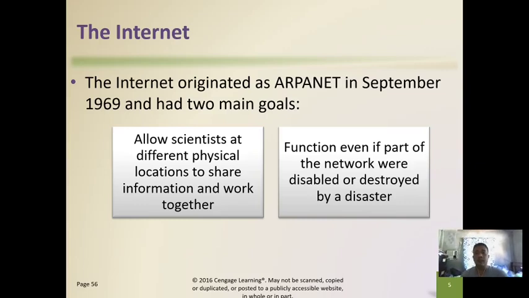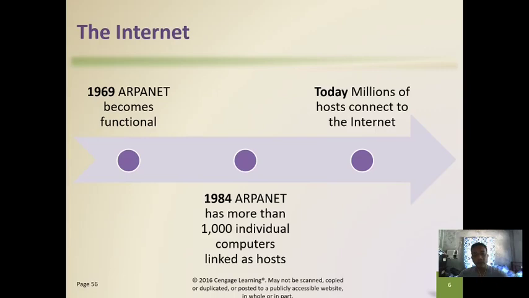The other goal being targeted in the development of this ARPANET was that it should work well even if this particular network, or part of this network, is destroyed or disabled by a disaster. So it should work like that so that the scientists can still work together. So from 1969, it becomes functional.